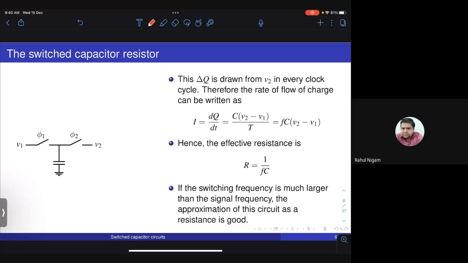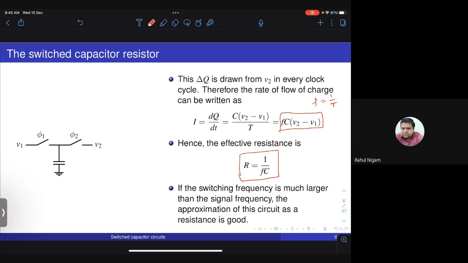If phi 1 and phi 2 are driven by non-overlapping clock, every clock cycle this charge delta Q will be transferred from V1 to V2. Therefore, the rate of flow of charge can be determined as dq by dt, which is nothing but, in every cycle, C into V2 minus V1 charge goes from V1 to V2, divided by the time period, the clock period T. So this can be written as Fc into V2 minus V1, where F is nothing but 1 over T. So effectively, this network appears like a resistance of 1 over Fc.